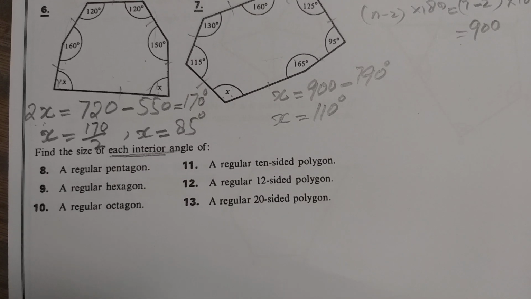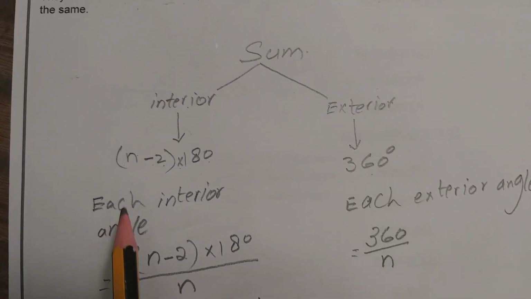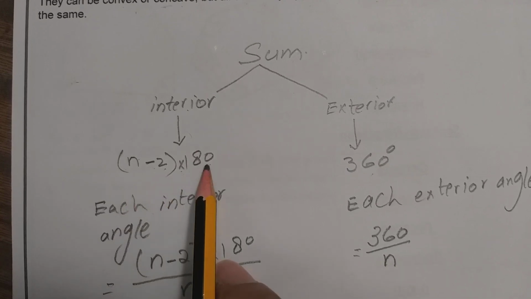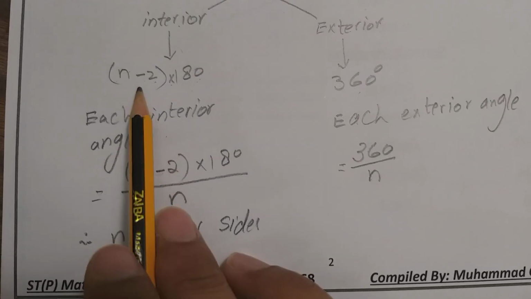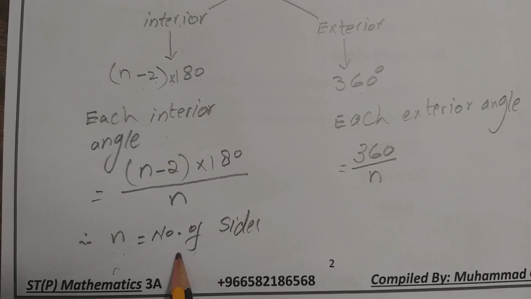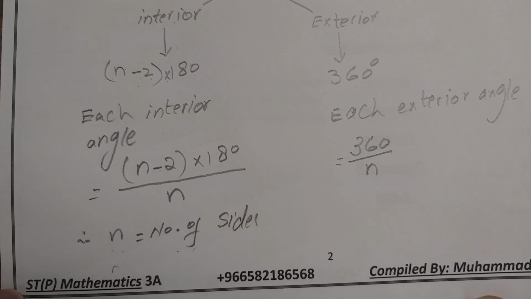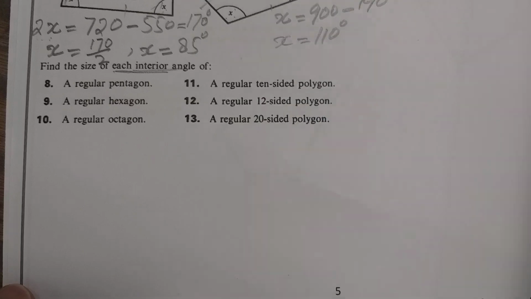At the beginning we know that the sum of interior angles equals n minus 2 times 180, and each interior angle, if we divide the sum by the number of sides, we can find. Okay, so we go for it. We need to find each interior angle, so we use the formula and divide by the number of sides.